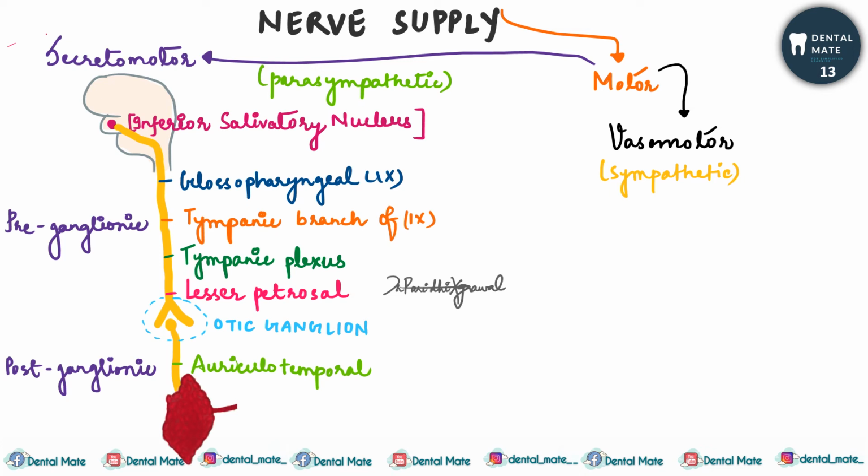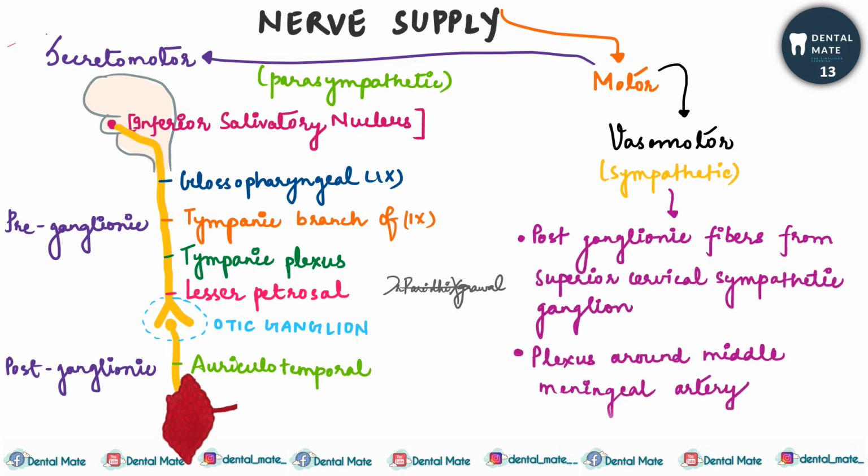Then are the postganglionic fibers, which are the main secretomotor supply to the parotid gland, which is via the auriculotemporal nerve. After that, we have the vasomotor supply or the sympathetic supply to the parotid gland. It is via the postganglionic fibers from the superior cervical sympathetic ganglion and a plexus around the middle meningeal artery.